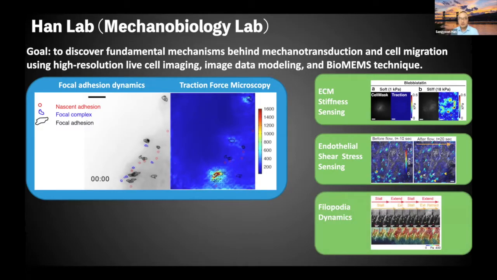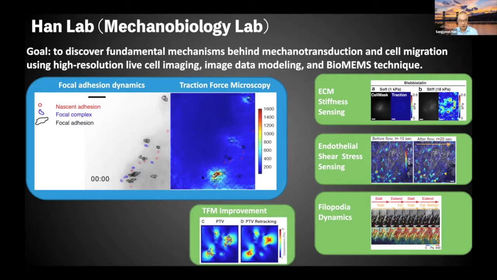And this is a recent new direction of the work. As we improve traction force microscopy, we want to apply it to finer structures of the cell protrusion called filopodia, and see how the force changes when filopodia extend and retract. And also we keep improving this traction force microscopy. That's going to be the topic.